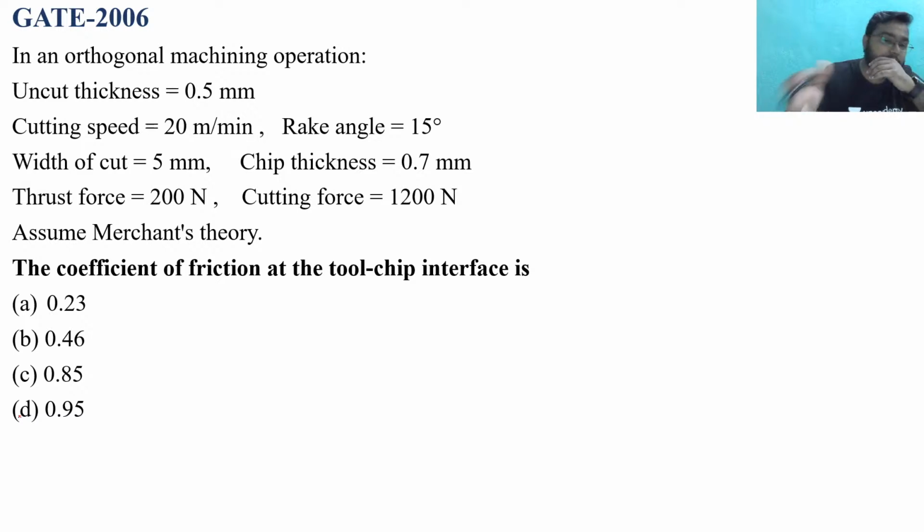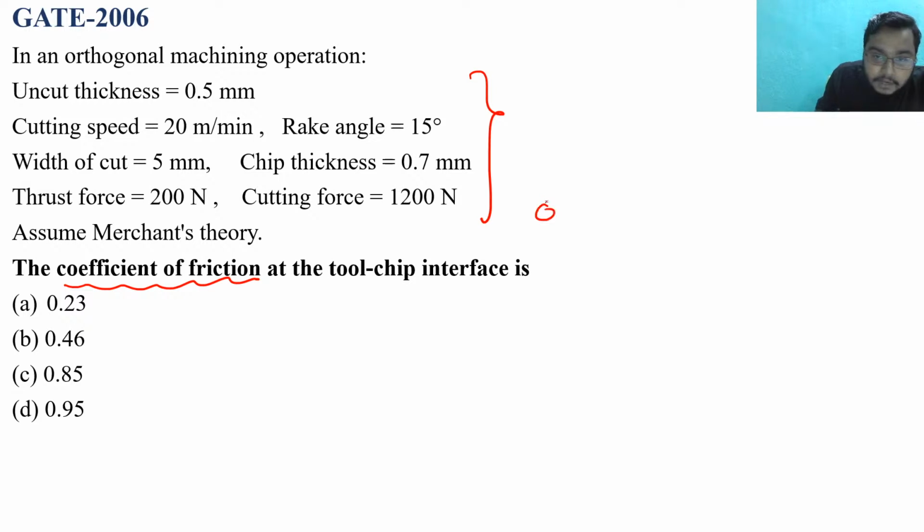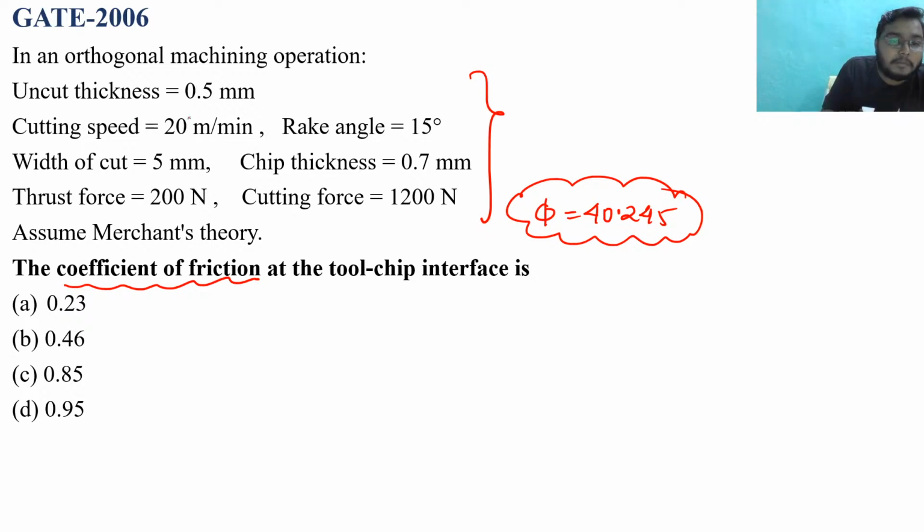And the same question is there, but you have to find the coefficient of friction, right? See how you can find the coefficient of friction from the earlier data. You know phi is equal to 40.245 and epsilon is equal to 1.65. Just remember this 40.245. This is the phi from the previous question that you have solved. This is the value of rake angle.